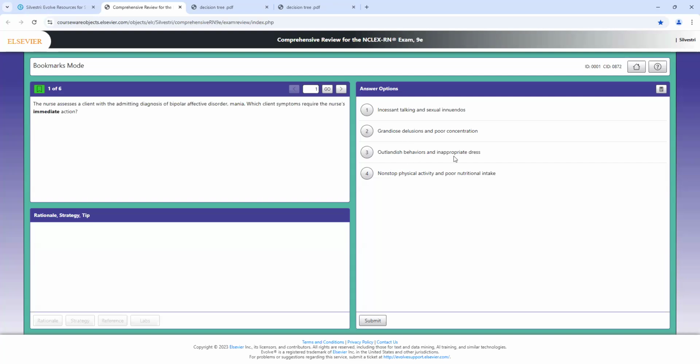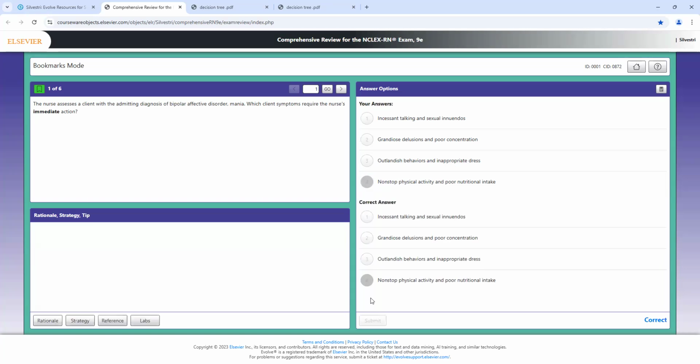When you compare it to outlandish behaviors and inappropriate dress, we can't necessarily read too much into answer choice number 3, right? We don't want to do that. So we're going to go with 4. And you'll see that's the correct answer choice. Okay. So it's nonstop physical activity and poor nutritional intake. I stopped right there because none of these are related to ABC.